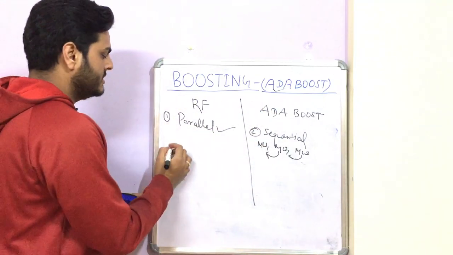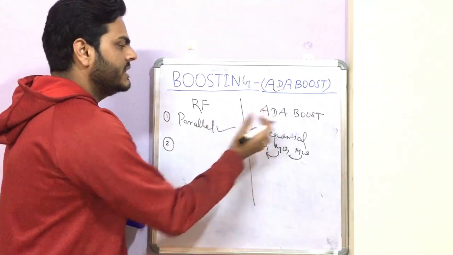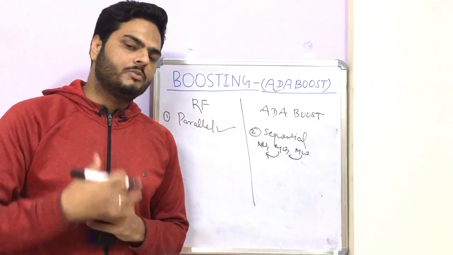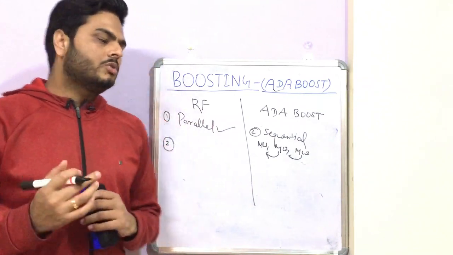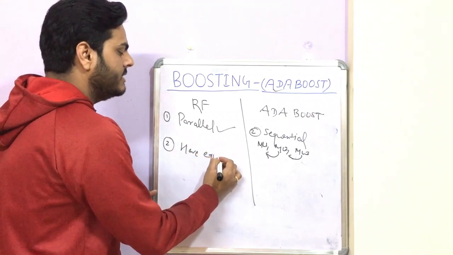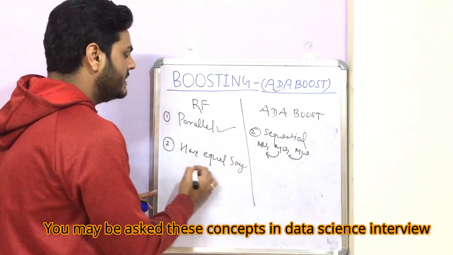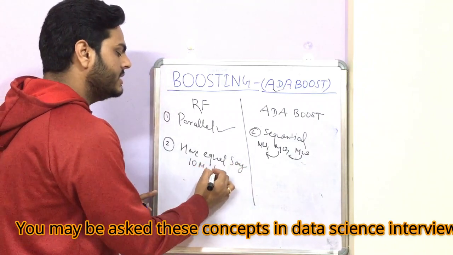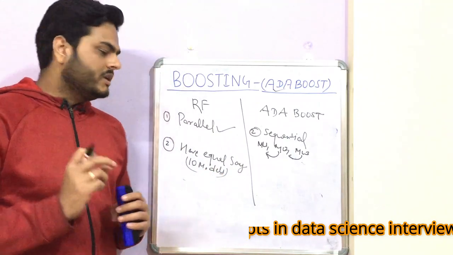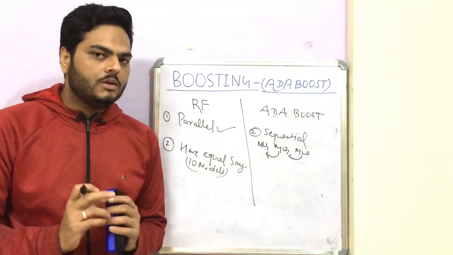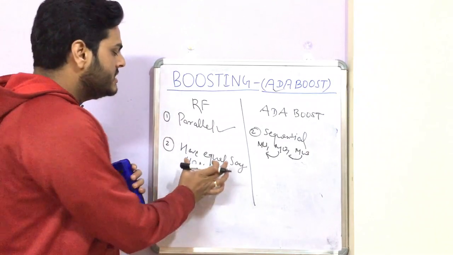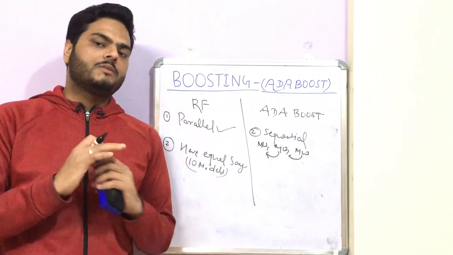What is the second difference? Let's say there are multiple models fit and all these models combine to make a bigger model or master model. All the models have equal say in the final model in random forest. For example, if there are 10 models or 10 decision trees created in random forest, then all these 10 models will have equal say or equal vote in the final algorithm, which means all these trees are the same for the final model.